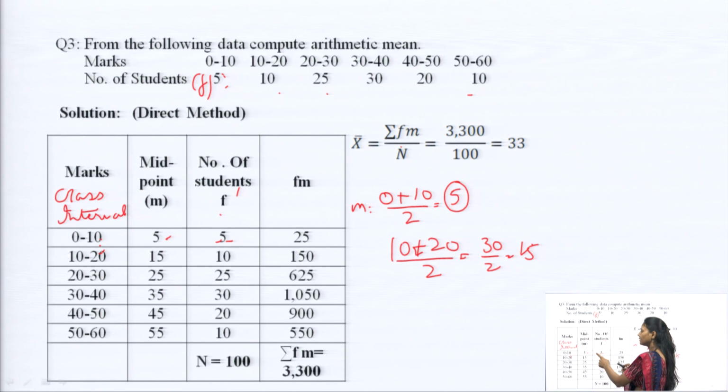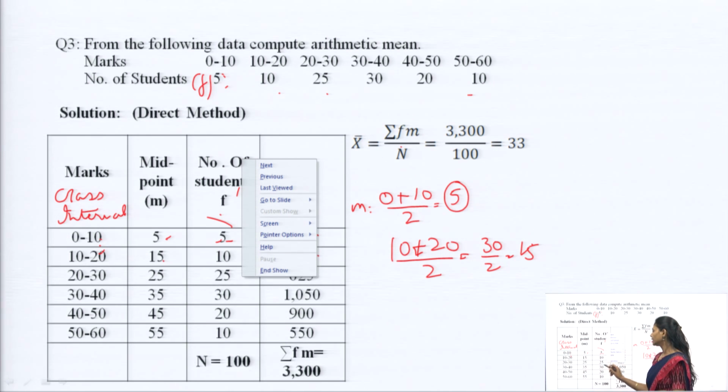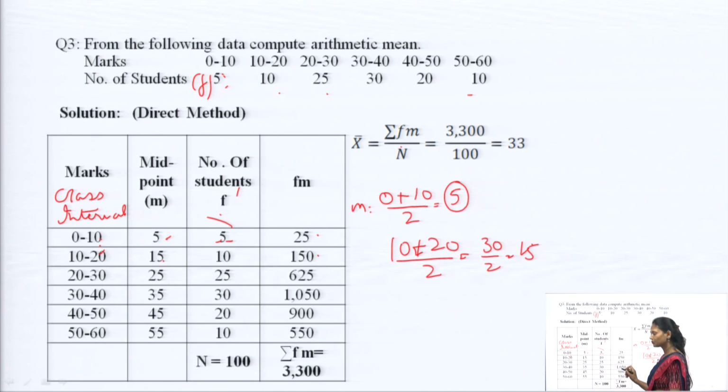We will directly multiply these two numbers, f into m. 5 into 5 gives me 25, 15 into 10 gives me 150, 25 into 25 gives me 625, 30 into 35 gives me 1050, 45 into 20 gives me 900, 55 into 10 gives me 550. If I add them all, what will I get? I will get the summation of fm, that is the summation of what I have multiplied here. I will get summation of fm is equal to 3300.